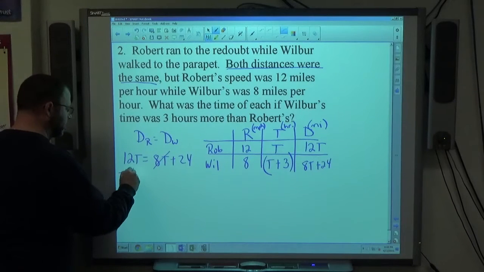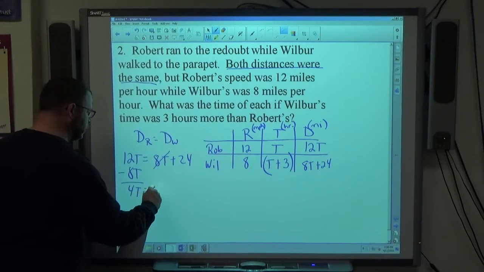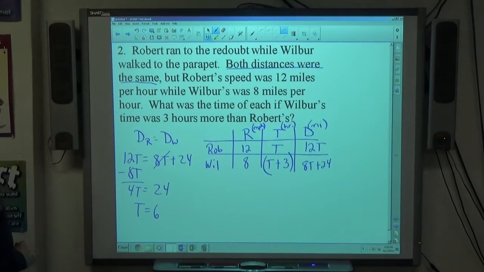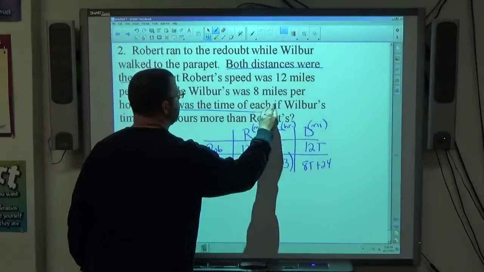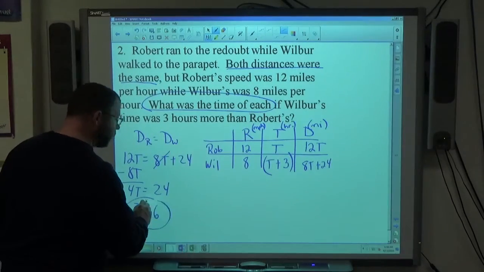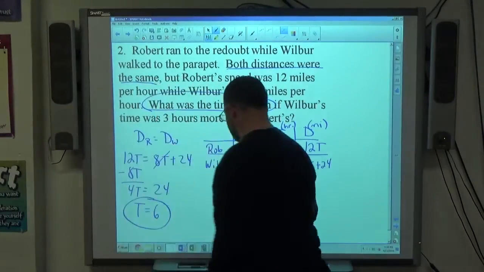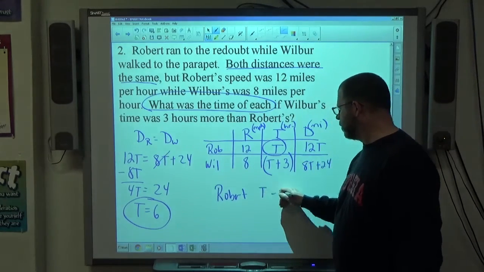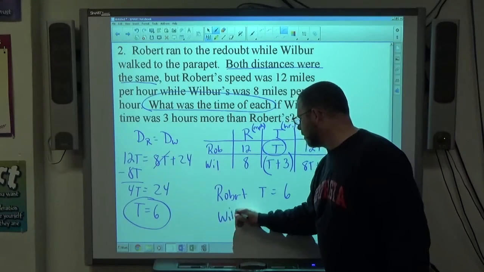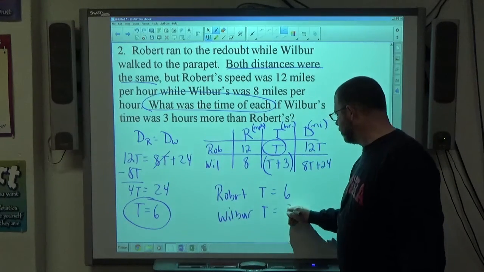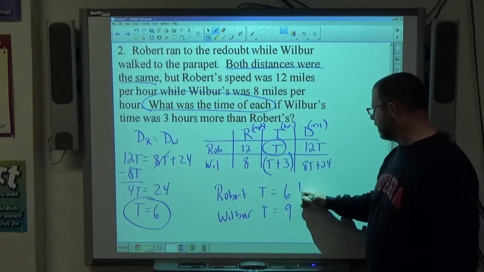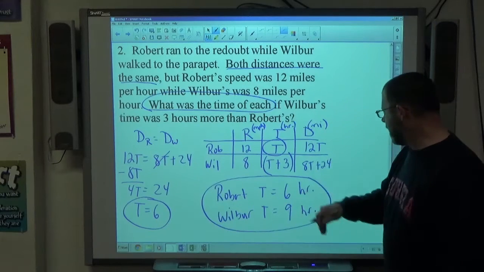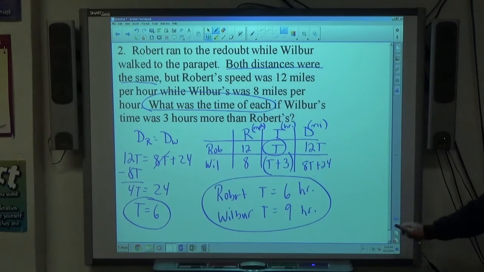Move the 8t over, that gets me 4t is equal to 24. Divide by 4, that gets me t is equal to 6. And the question says, what was the time of each? T represents Robert's time. So Robert, t is equal to 6, then Wilbur, t is equal to 9, because 6 plus 3 is 9. The unit of time is hours in this problem, so again, I don't think it's that hard to establish units. Make sure you get those on there.